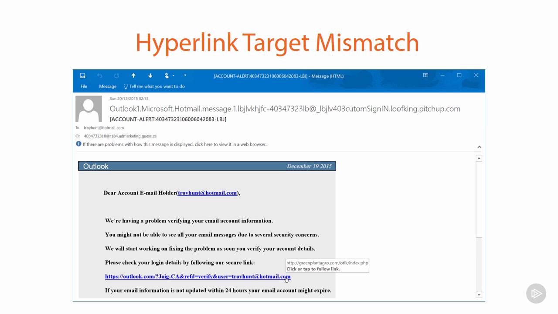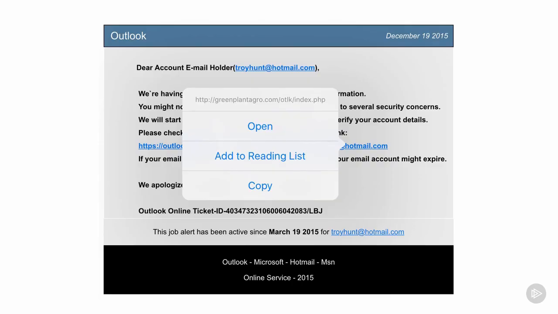Now, it's very easy to do this on a PC by just hovering over the link, but it's also very easy to do it on a mobile device by clicking and holding on the link. So here's what I saw on my iPad when I read the same mail. I don't have to follow the link.